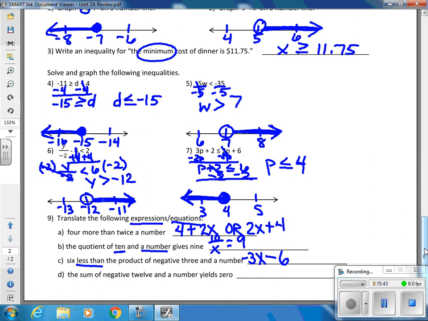For letter D, it says the sum of -12 and a number yields 0. Sum means to add. So we're going to take -12 and we're going to add some number that we don't know. And it yields 0, which means it equals 0. So you will have a small section on the test that deals with translating. You need to know the key words of product, quotient, sum, difference, and then you also need to understand that less than is one of those tricky ones where the order matters. So once you know all of that, your translating piece will be okay. So use this to study for and prepare for this upcoming test, and hopefully you'll see some good results.